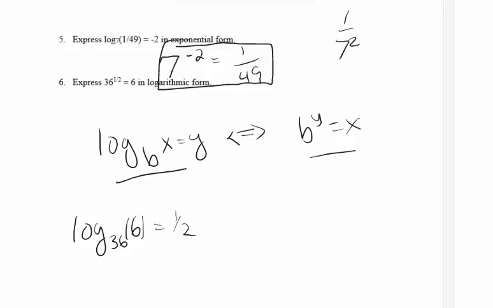Okay? So those are pretty quick questions. You just want to be able to convert back and forth between the two forms. And your final answer is the little equation that you would write, either the logarithm equation or the exponential equation, the statement of the relationship between the three variables.